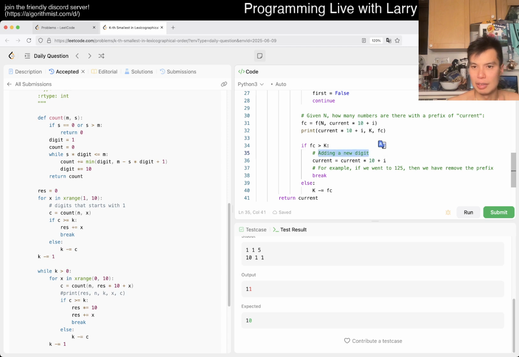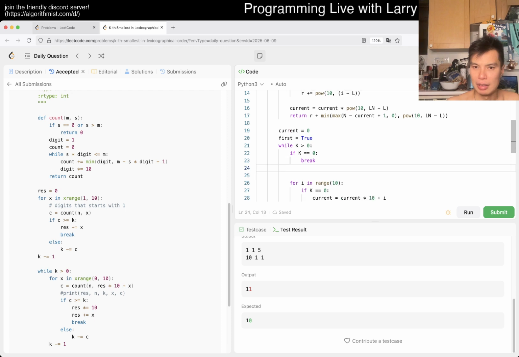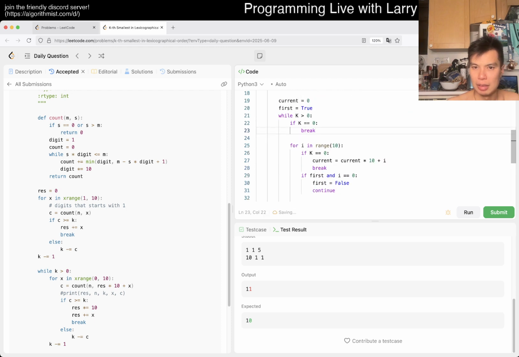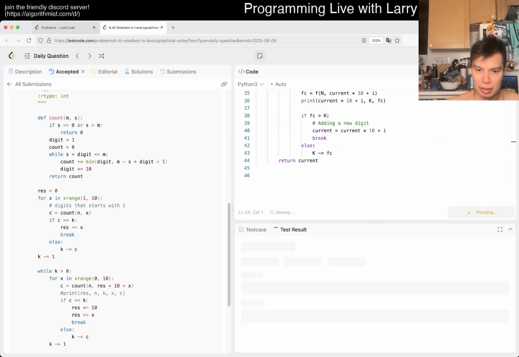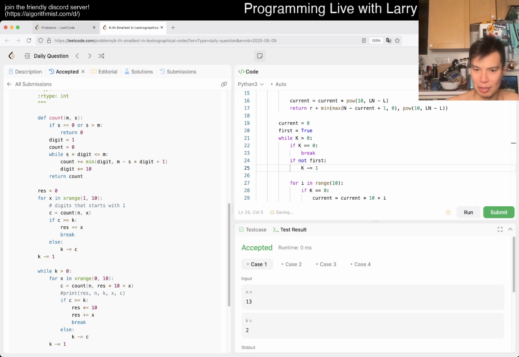So this adds a new digit. We still want to remove the prefix, but we want to maybe do it here, right? Okay. But then now, if k is equal to 0, then we break. Otherwise we decrement. For someone like this, I think it's fine. Okay, now it's all wrong. Oh, I have to think if this is if not first, to remove the prefix of 0 or whatever.